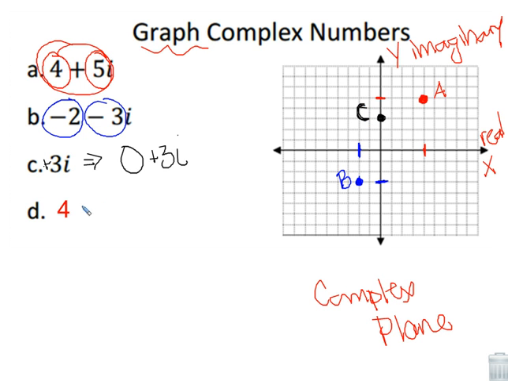Now lastly, if we take a look at the last one, it's very similar to the one we just did. Right now I only have the real part. Notice how there's no i whatsoever, it's just a real number, the number 4. And if I'm missing the imaginary part, again, like up here, we can fill that in with the number 0. I don't have an imaginary part, all I have is the real part. So I have to go right 4 on the real axis, 1, 2, 3, 4, somewhere right there. But I don't need to go up or down at all on the imaginary because I'm missing that part. So we'll put a little dot right there and label it D.